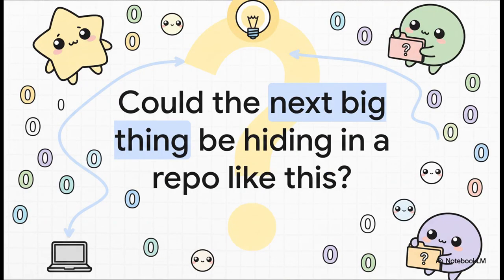Look, this particular project, it's small. 0 stars, 0 forks. It's just getting started. But here's the thing. Every single massive, world-changing open source project, I'm talking Linux, TensorFlow, you name it, they all started exactly like this. Just a simple idea in a folder. So the question is, could the next big thing be hiding in a repository just like this one, just waiting for someone to find it?